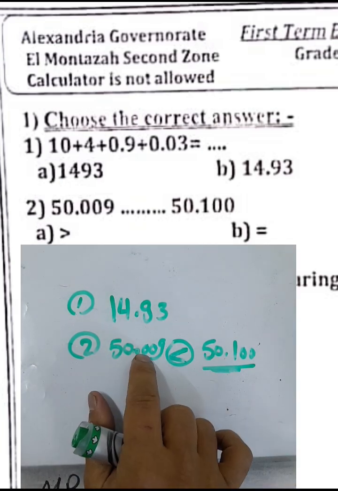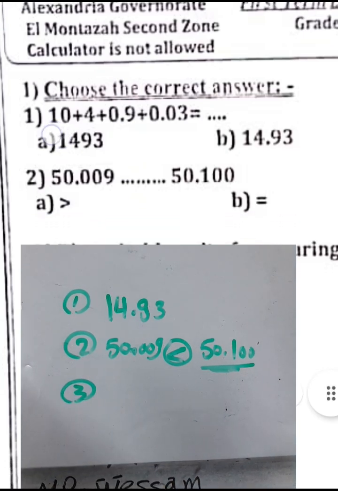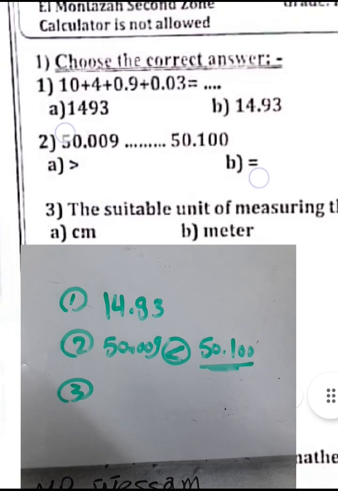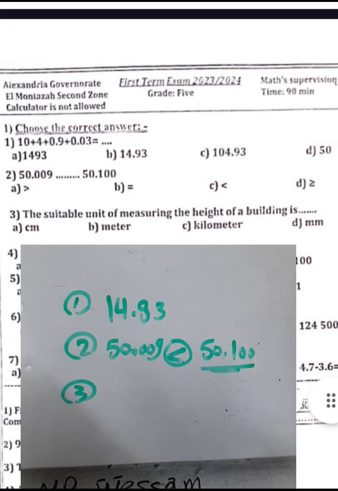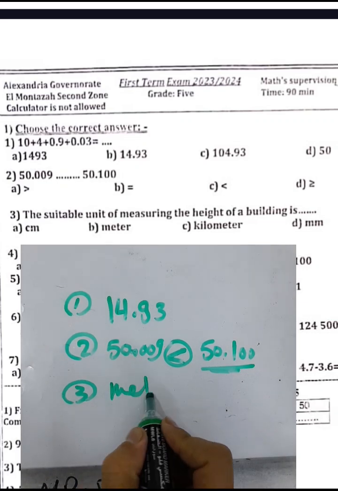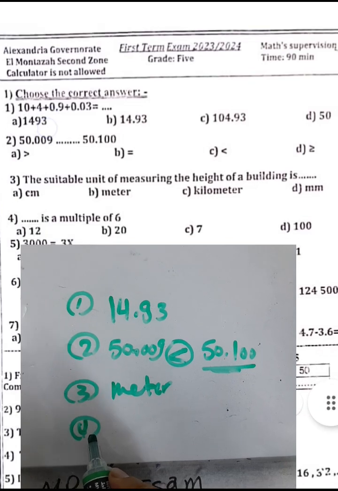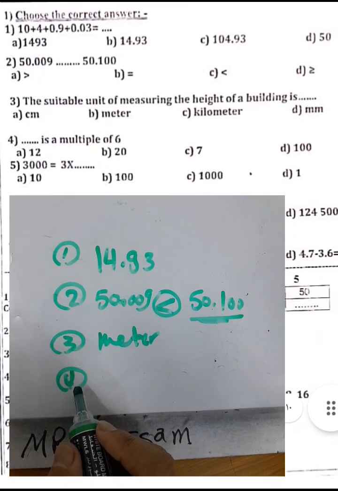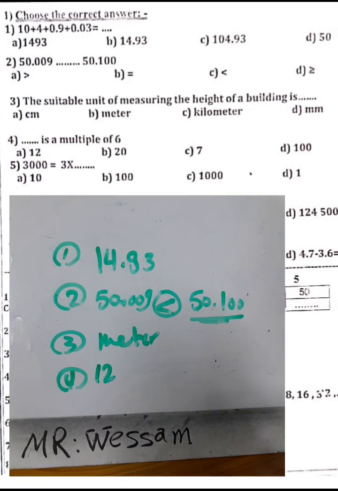Question number 3. The suitable unit of measure for the height of a building will be the meter. We use the meter to find the height of the building. Question 4. Which number is a multiple of 6? Which number can be divided by 6? It will be 12. 12 is a multiple of 6.